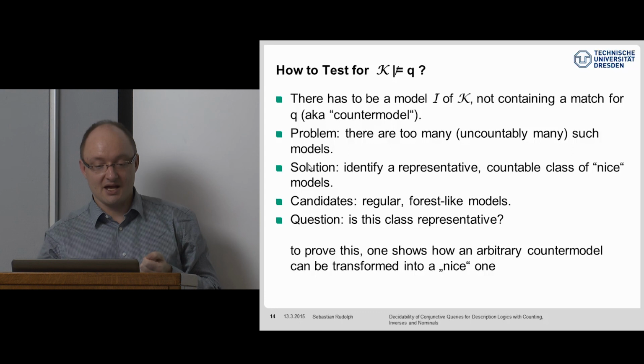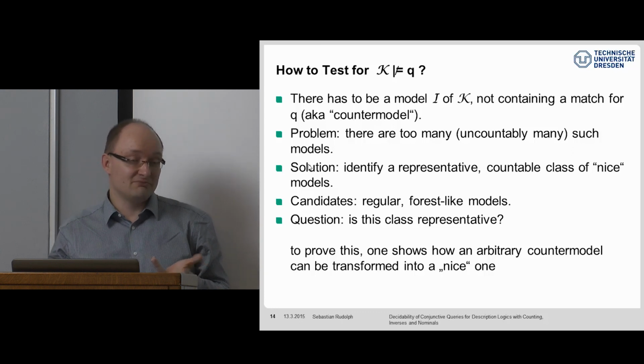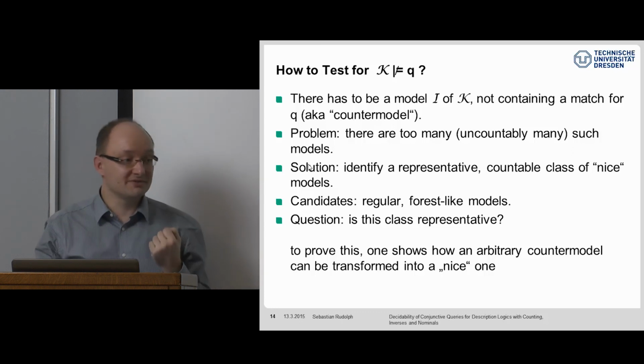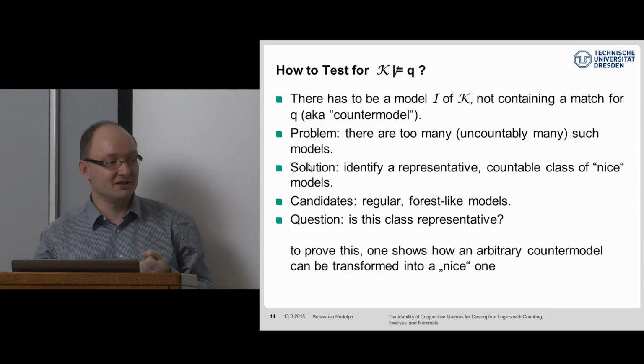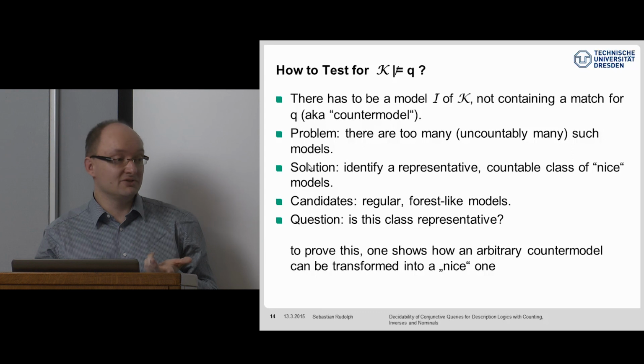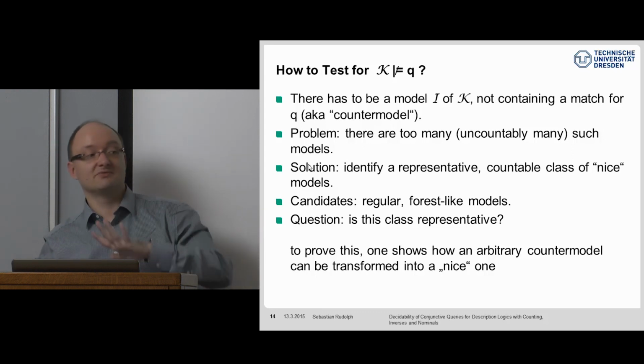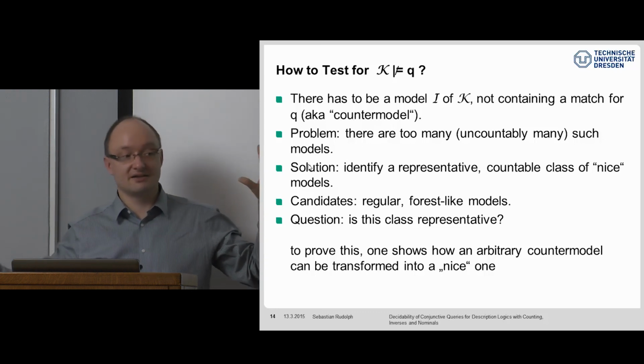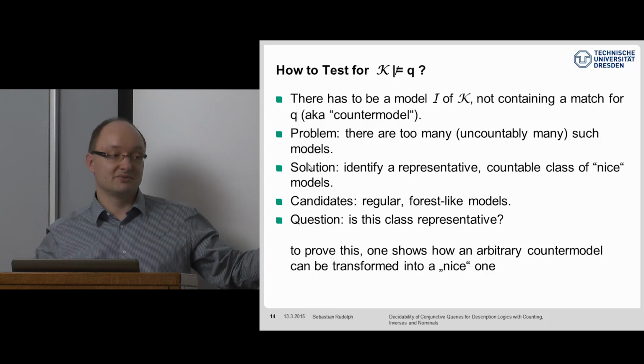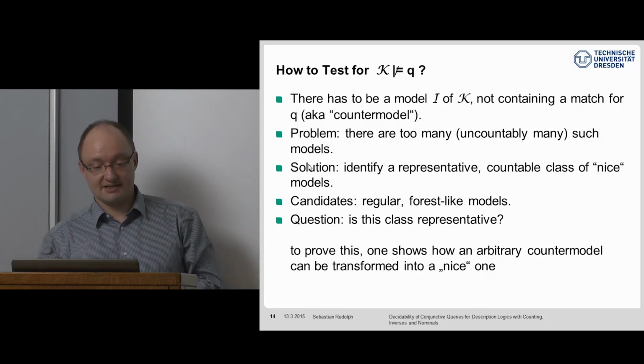And now, that would be one hypothesis, that these models would be representative. But this needs to be proven, right? We really need to prove that whenever there is an arbitrary counter model, we find a forest-like regular counter model.